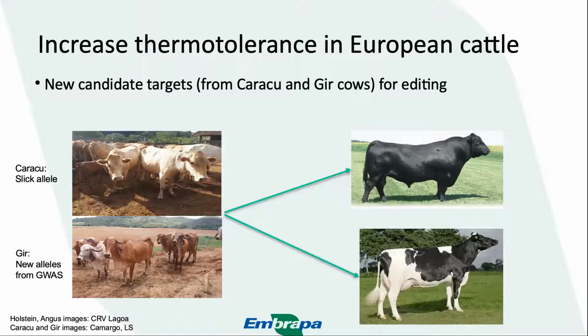We also started doing some research here. We found some genomic regions in the Gyr cattle. Gyr is an Indian breed that was brought to Brazil about 100 years ago. In those genomic regions, we found some genes, and now we are trying to find the mutations that are in charge of the thermotolerance response of this cattle. So we plan in the future to move those mutations also to Holstein and Angus and other beef cattle. So we want to use this for our breeding program.